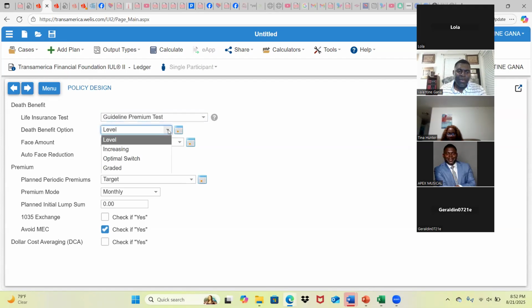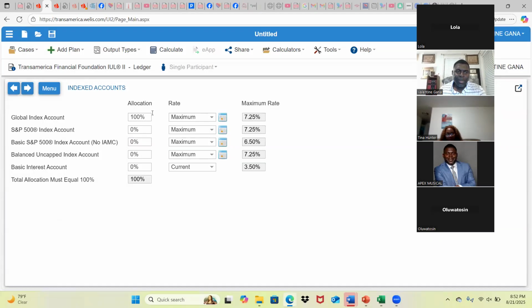You see graded here. We're talking about graded. So it's one of the means of how the death benefit option increases. So we choose graded. Let's give him a $1 million policy, or let's give him a $1.5 million policy here. Let's plan periodic premiums target. Let's put the money in the balance on cap.